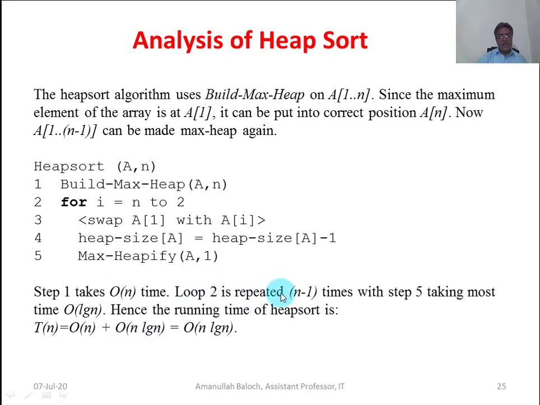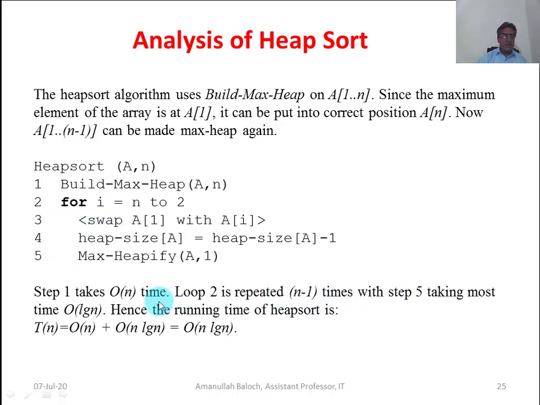Loop 2 is repeated n-1 times, because at line number 2, this loop starts from n to 2. The last cycle is not executed. So if there are 6 elements, then it will be executed 5 times: for index number 6, 5, 4, 3, and 2. So n-1 times it will be repeated.